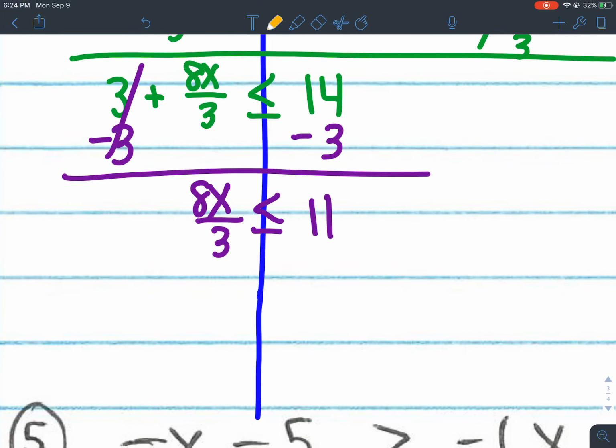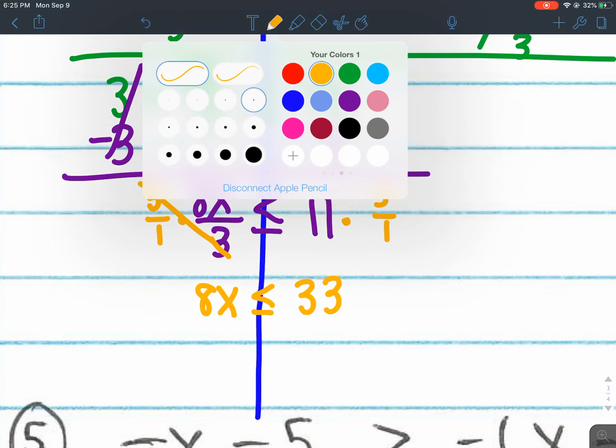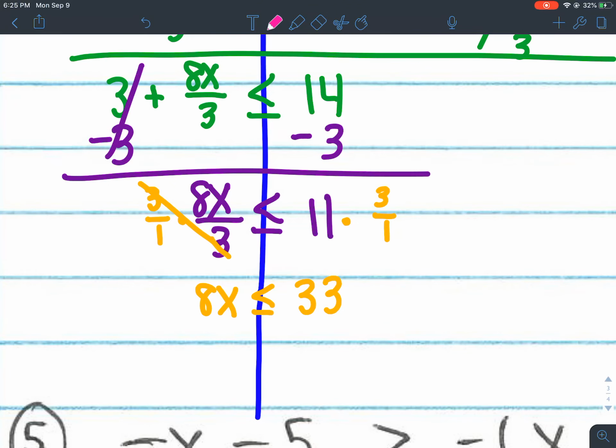Okay, and here, before I can get x by itself, I have to multiply both sides by 3 over 1, because it's currently being divided by 3, so the inverse would be to multiply. So this problem is a lot of steps. Well, these 3's cancel, and I just have 8x is less than or equal to 33, because 11 times 3 is 33. And my last step here is going to be dividing by 8.